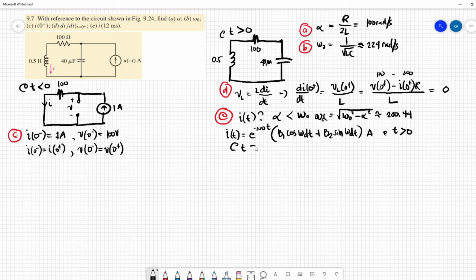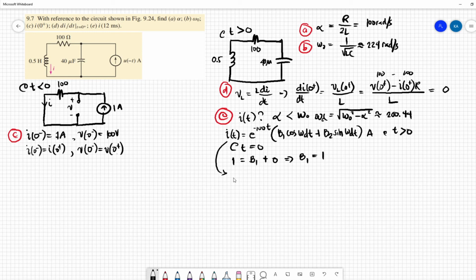So at t equals 0, we can solve for the value of b1. We have I of 0 plus equal to 1 ampere. 1 goes to b1 plus, and sine of 0 is 0. So we have b1 equal to 0.